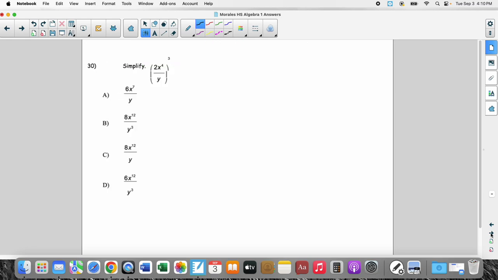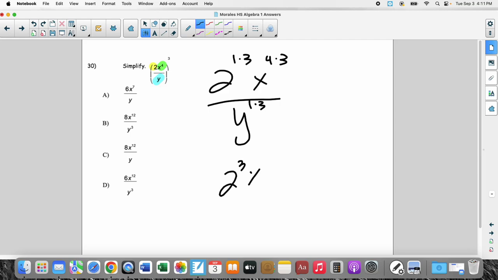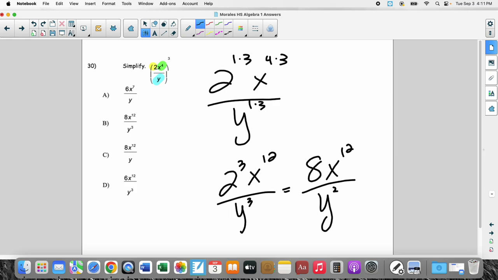All right, now we have powers of a power. When you have a power of a power, you can distribute it into each of the terms, and it is multiplication. Multiply their exponents. So that's going to look like 2 to the first times 3, x to the 4th times 3, over y to the first times 3, which is 2 to the 3rd, x to the 12th, over y to the 3rd, which equals 8 x to the 12th over y to the 3rd. Good one.